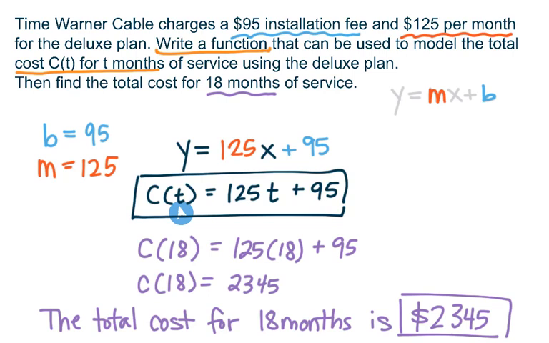And if we were asked to find the total cost for 2 years of service, what would we plug in for T? Remember, T is in months, and 2 years would be how many months? 24. So always paying attention to those units. Everything has to be in the same. So if this said 2 years, we would need to plug in 24 months because my rate is per month.